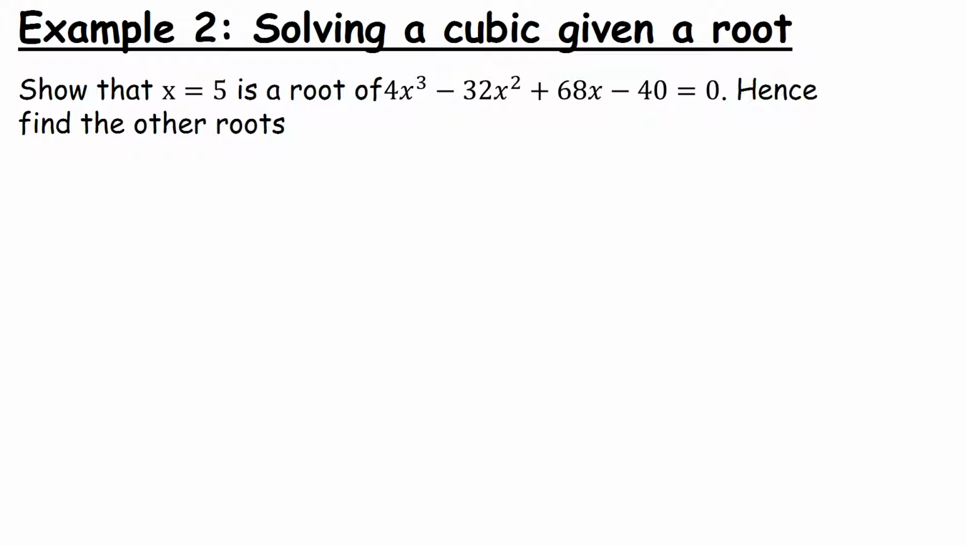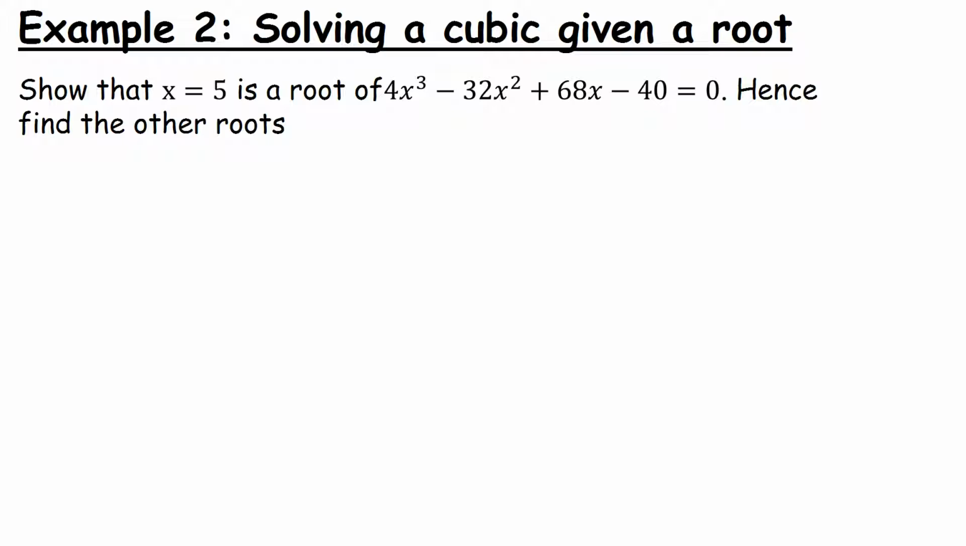So let's look at example 2, solving a cubic given a root. Show that x equals 5 is a root of 4x cubed minus 32x squared plus 68x minus 40 equals 0. So then they ask, hence find the other roots.